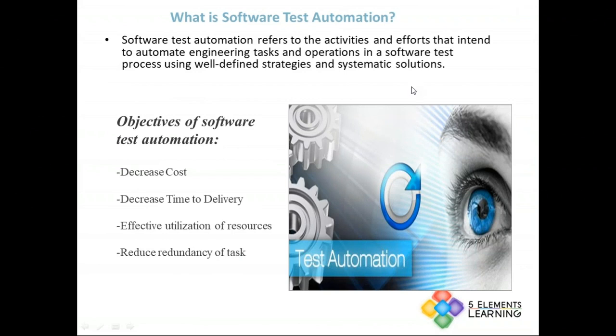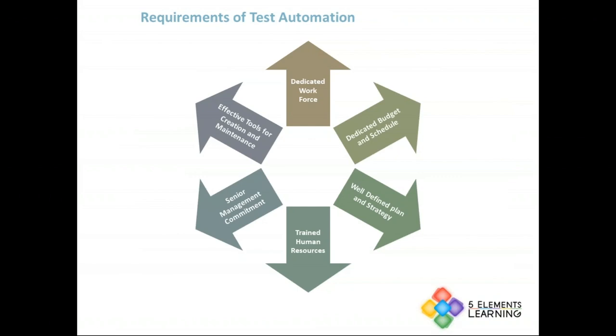So, software test automation refers to the activities and effort that intend to automate engineering tasks and operations in a software test process using well-defined strategies and systematic solutions. The objective of software test automation is to decrease the cost, decrease the time to delivery, effective utilization of resources, and reduction in the redundancy of the task. So those are the benefits which we are able to achieve with the software test automation activity.